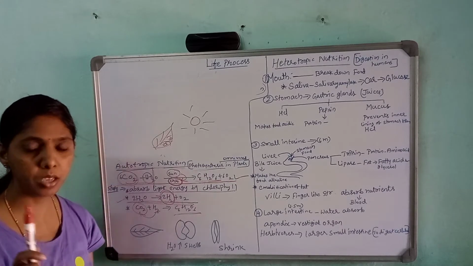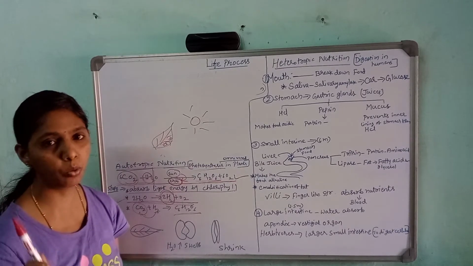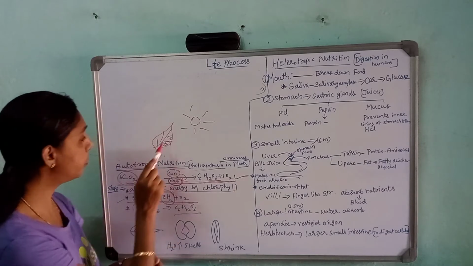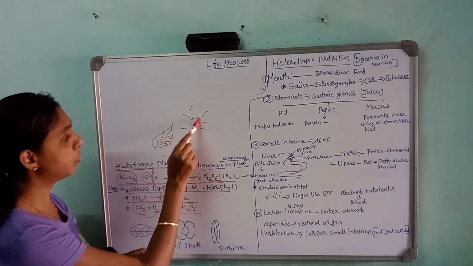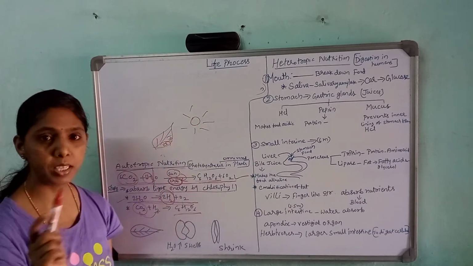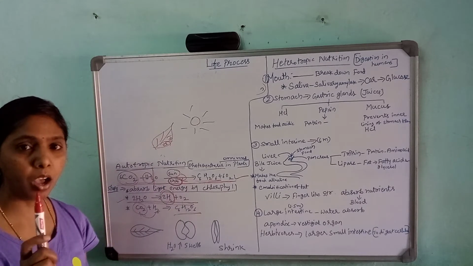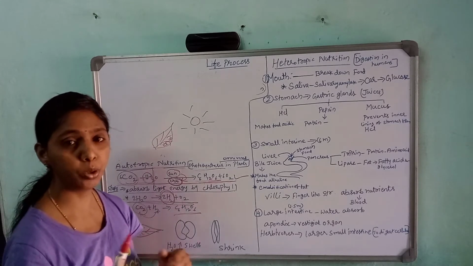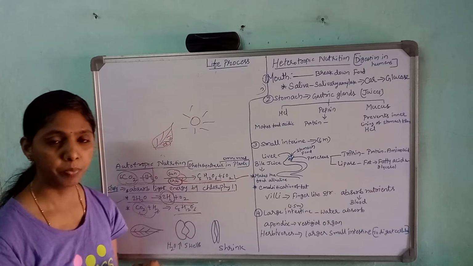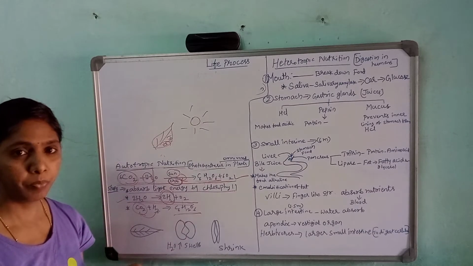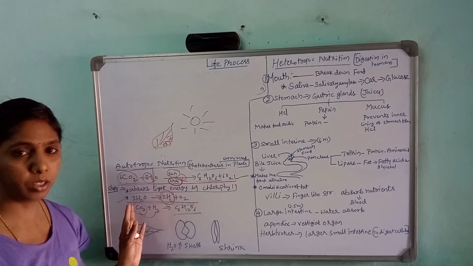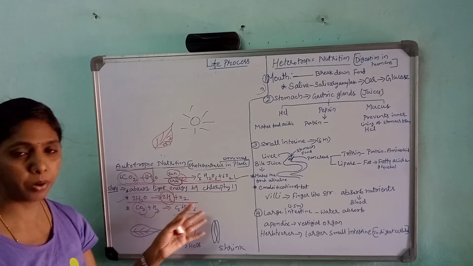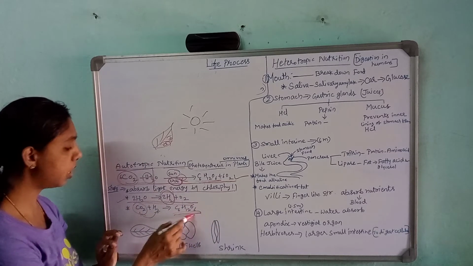The first step is absorption of the sunlight by the chlorophyll. The second step is breaking down of the water into hydrogen and oxygen. Okay, and in the third step, hydrogen will react with the carbon dioxide and produces what? Glucose. This is the third step.